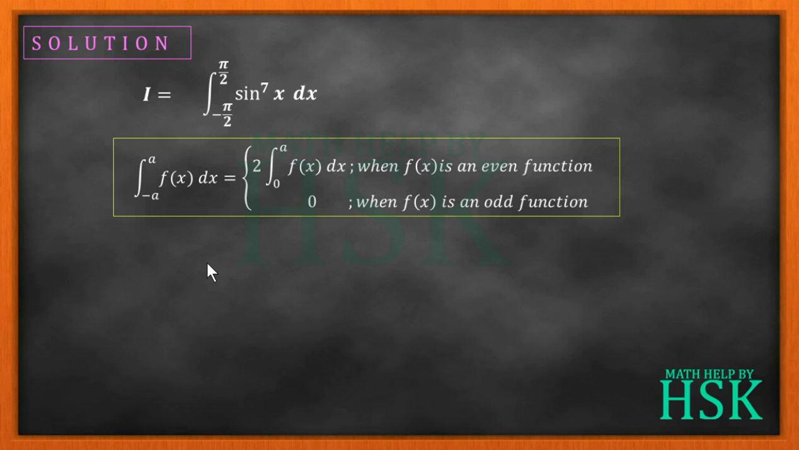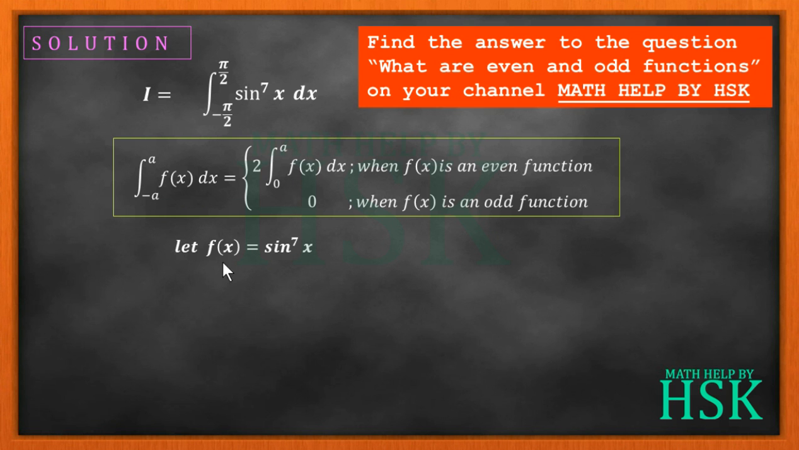To solve further, first of all, I assume that fx is equal to sine raised to the power of 7x. Then f of minus x would be exactly equal to sine to the power of 7 of minus x, and because I know that sine of minus x is equal to minus sine x, on simplifying the power of minus sine of x raised to the power of 7, I'm going to get this as equal to minus sine to the power of 7x.